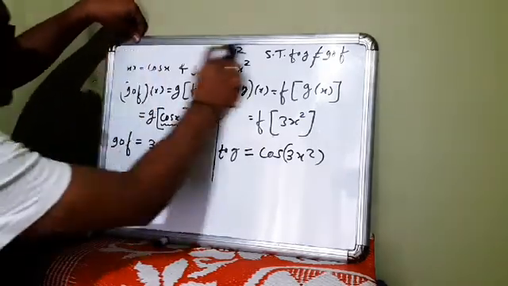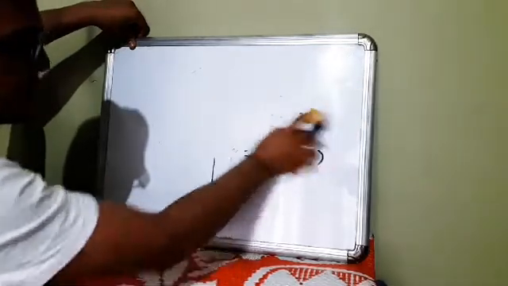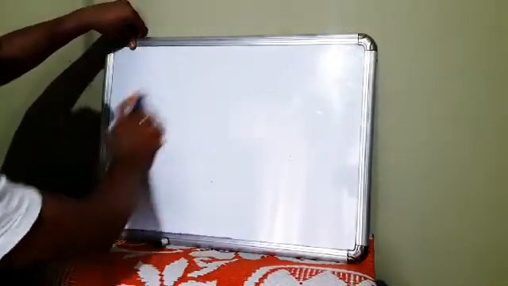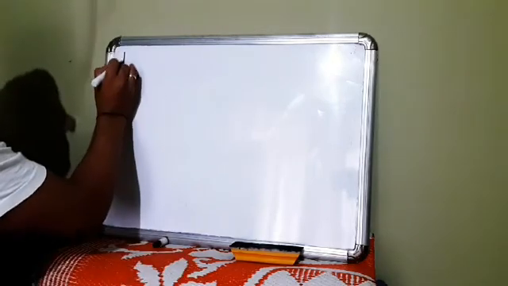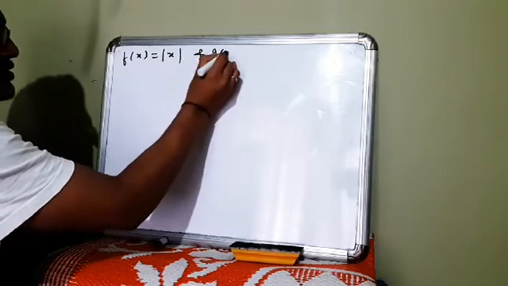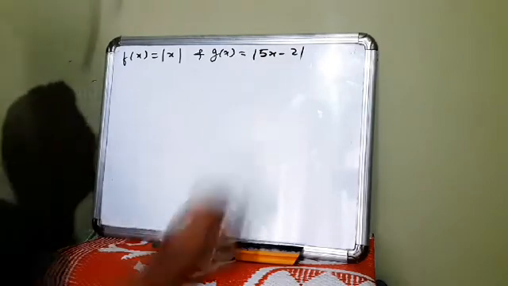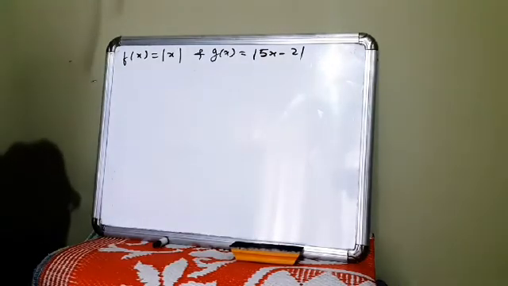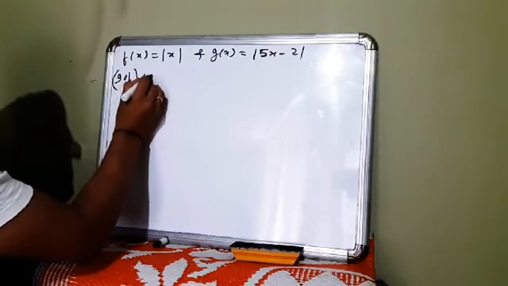Next we will solve some more examples based on this. In the next examples, we are not going to check whether they are equal or not, but we will just go on solving. We will just find f composition g and g composition f. So next I have f of x is mod x and g of x is modulus of 5x minus 2. We will find both g composition f and f composition g.